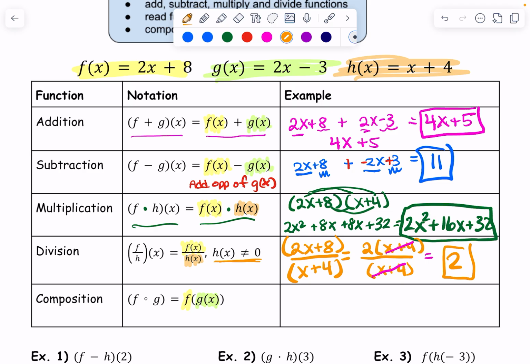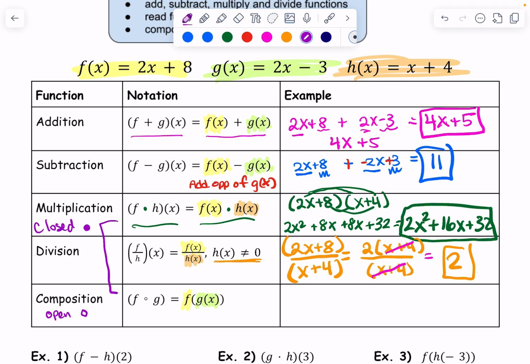Okay, composition. Let's really make sure we pay attention to this one because the difference between multiplication and composition is that this is an open circle, right? Open circle, closed circle, right? So that's the biggest difference.